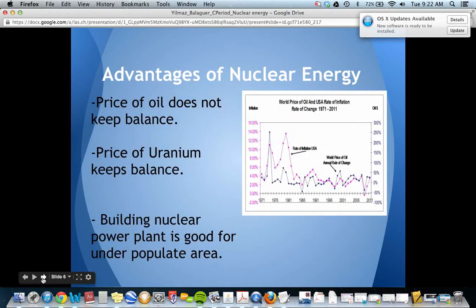And these are the advantages of nuclear energy. Some of the advantages are that the price of oil is not balanced, which is really good because it keeps balance, it will be worse for nuclear energy. Then the price of uranium stays in balance, so it's not that expensive for the companies and they can buy it easily. And building a nuclear power plant is good for underpopulated areas.